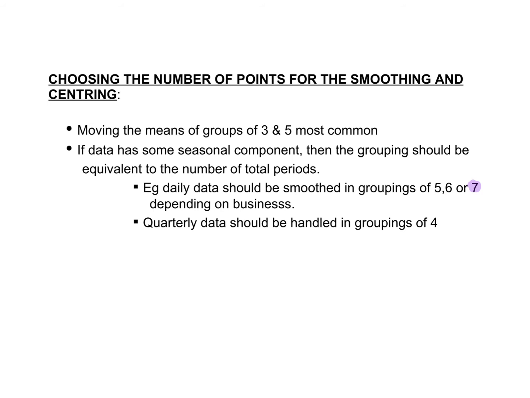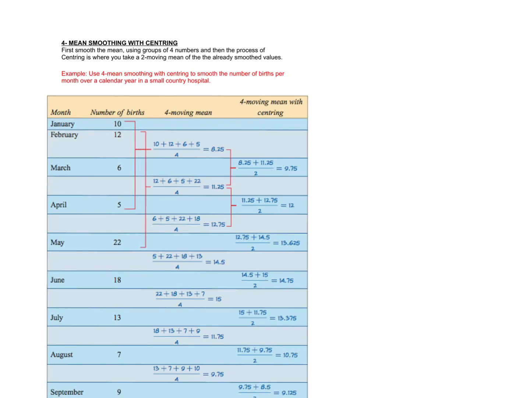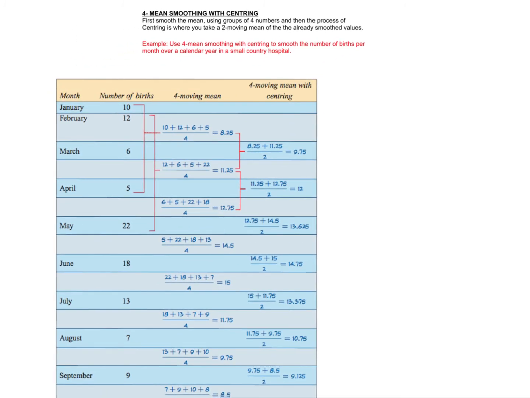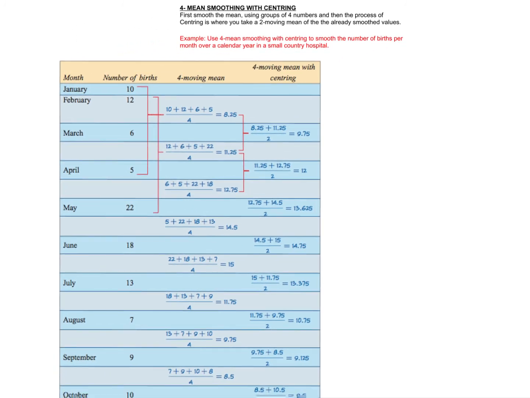It is pretty easy. When we have an even number, so we can get asked to do mean smoothing with even numbers, this is where you have to add an extra step in. So the extra step is you have to center it.